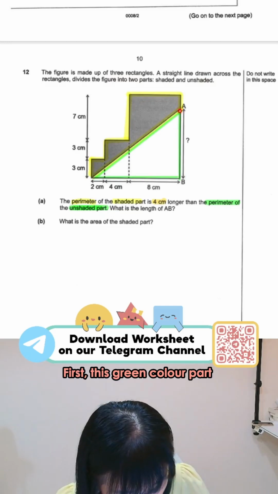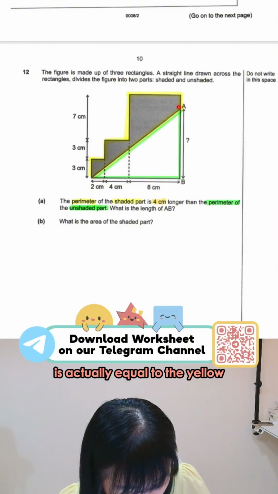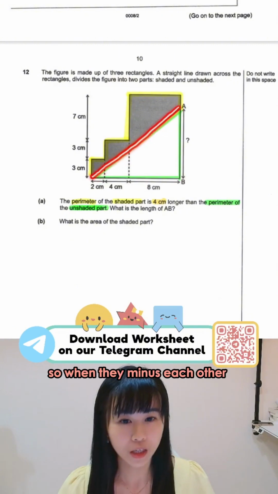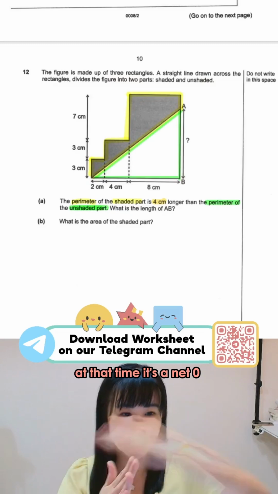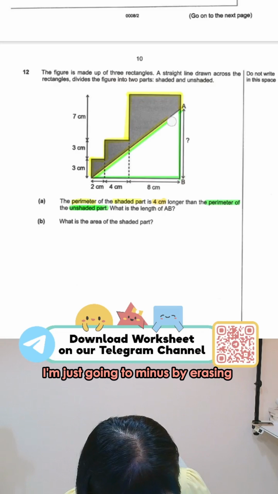First, this green color part from the unshaded is actually equal to the yellow color part of the shaded. So when they minus each other, it's a net zero, no difference. So if they minus away, it's net zero, right? I'm just going to minus by erasing.